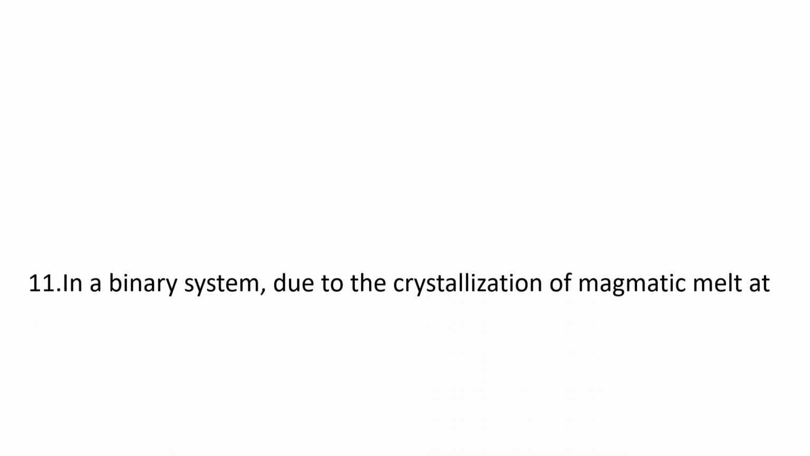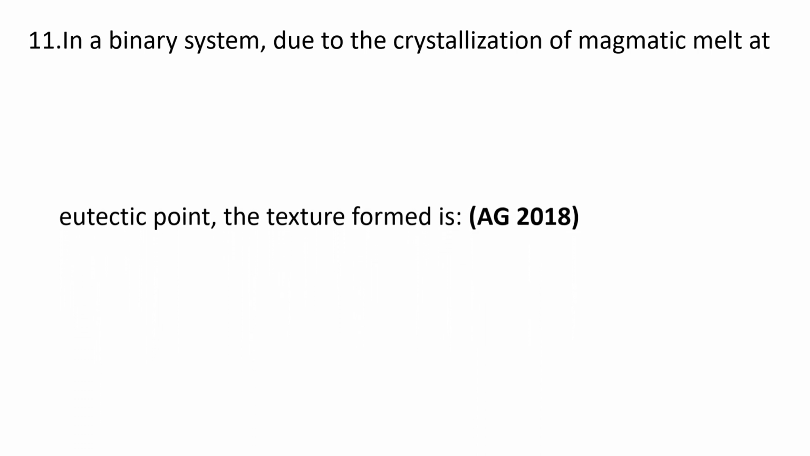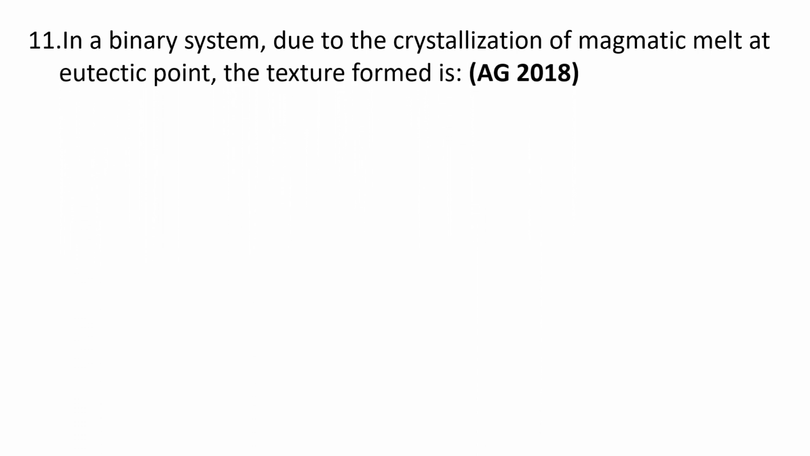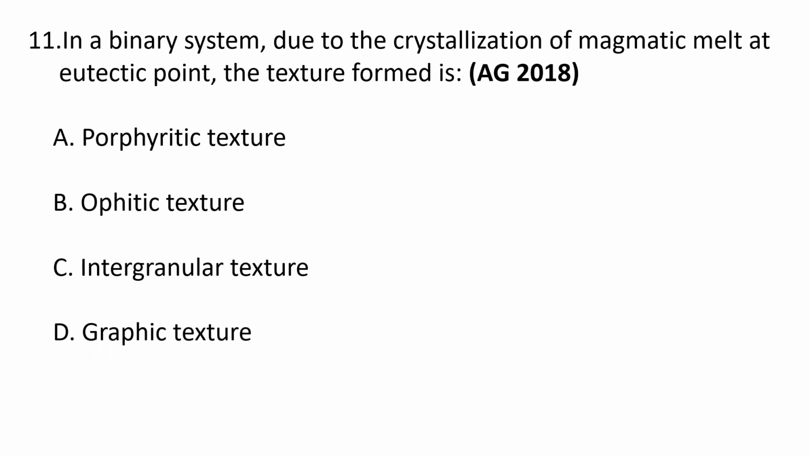Coming to the 11th question. In a binary system, due to crystallization of magmatic melt at the eutectic point, the texture formed is. So what will be the texture at the eutectic point when the magma crystallizes in a binary system? The choices are A. Porphyritic texture, B. Ophitic texture, C. Intergranular texture, D. Graphic texture. The correct answer is porphyritic texture.